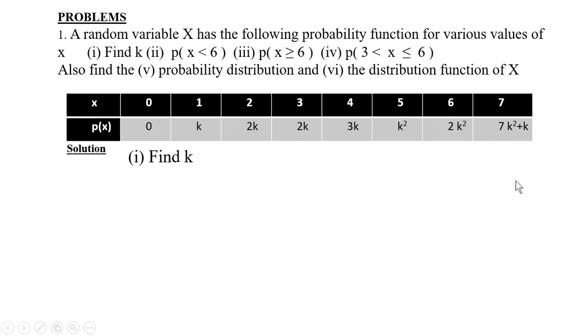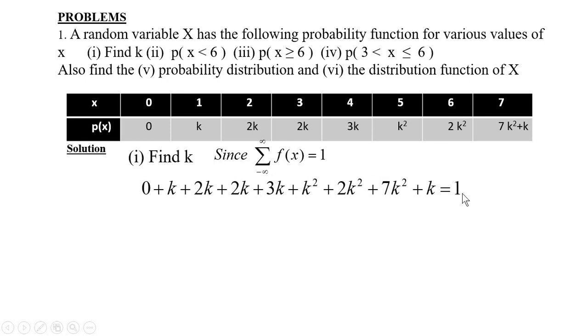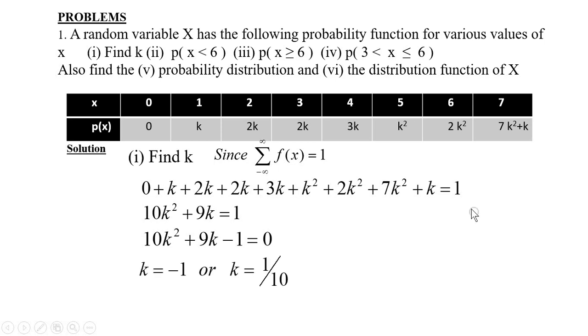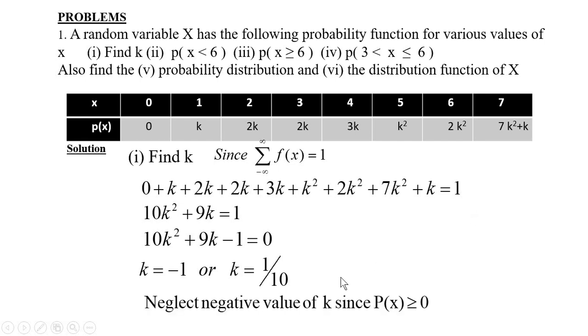To find k, we are going to use this result. That is, you know that for a probability function, the total probabilities will be 1, isn't it? So, using this result, we are going to add all the probabilities, which will give you 1. That is, we are getting a quadratic equation. That means we get 2 values for k. Using a calculator, you will get the values of k as -1 and 1 by 10. But you know that all the probabilities must be positive. So, we are going to neglect the negative value of k.